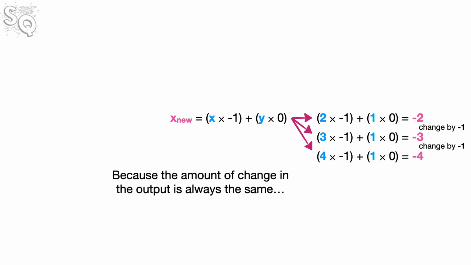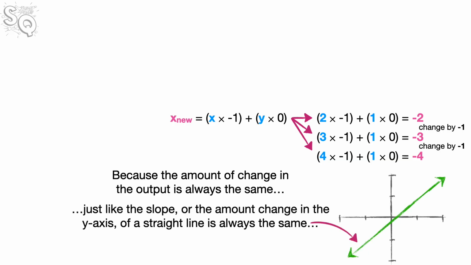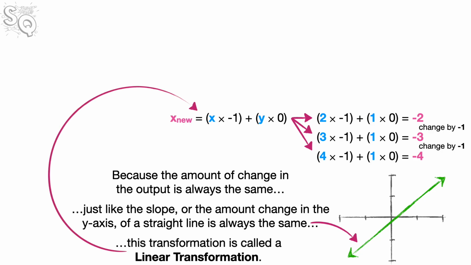Because the amount of change in the output is always the same, just like the slope or the amount of change in the y-axis of a straight line is always the same, this transformation is called a linear transformation.